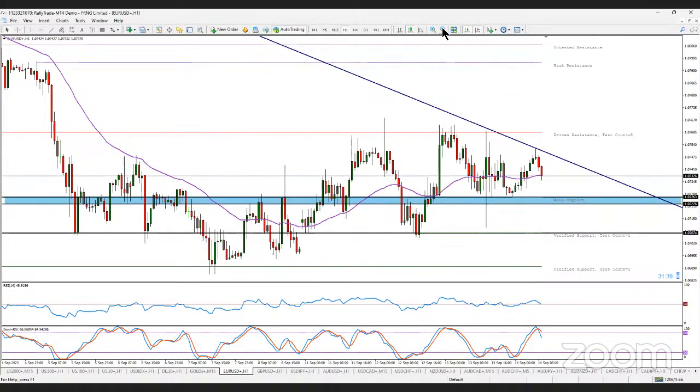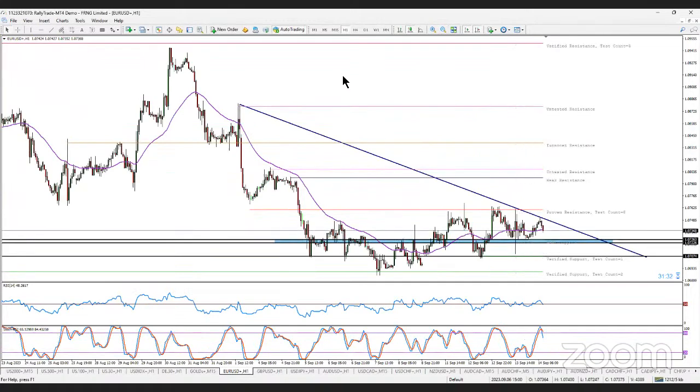Remember, there's PPI, so try to close your trades before PPI comes out. Actually, you can leave them open. If PPI goes in your favor, that means you're going to make more money from those trades. Okay, all right.